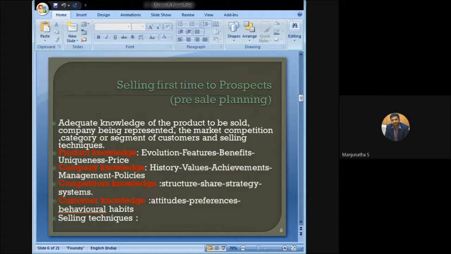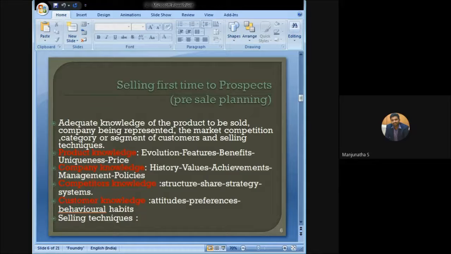This is all we have to elaborate for the customers who are purchasing for the first time. Then company knowledge: the history of the company, values of the company, their reputation, their achievements, their management, their policies. All these purchasing policies, selling policies, everything needs to be educated to the customers. And also competition knowledge: structure, share, strategy and systems. All four S's we need to explain to the customers when they are purchasing for the first time.